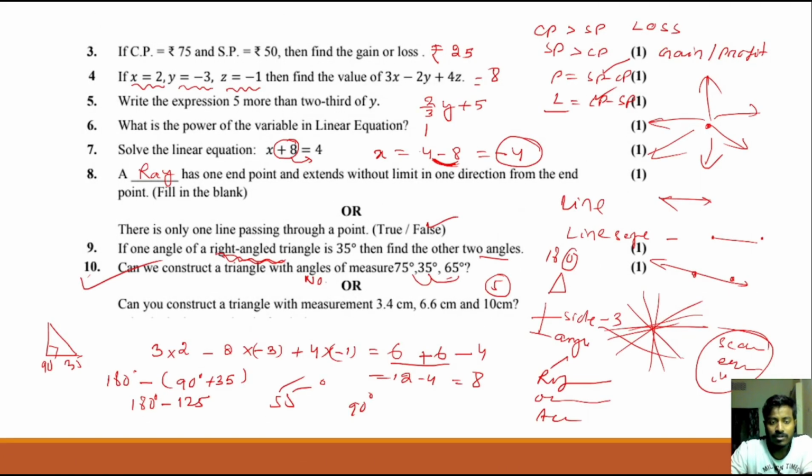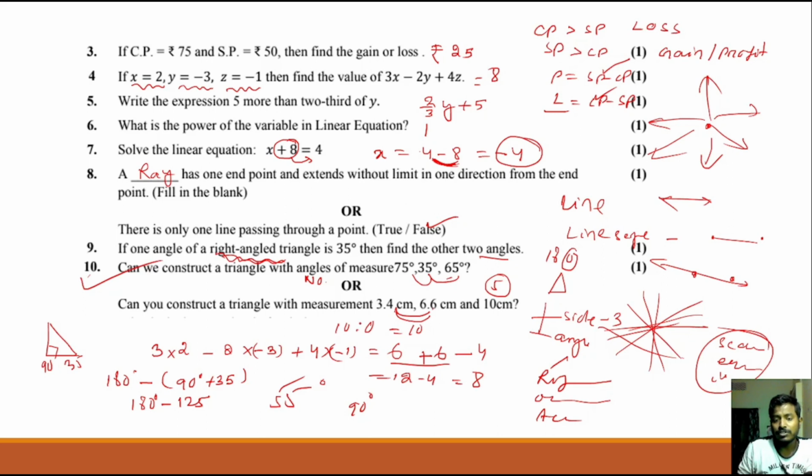Next question: can you construct the triangle with these measurements? If the sides are given, how to check? The sum of any two sides must be greater than the third side. So 6 plus 4 is 10, which is equal to 10, so it is not a triangle. Understand? If the sides are given, you should add any two sides, meaning you add three times.